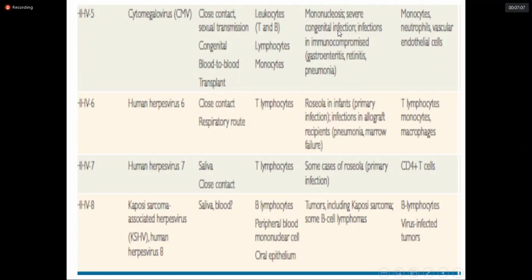If the infection occurs during pregnancy, it will be very severe. Infection in immunocompromised patients can cause gastroenteritis, retinitis, and pneumonia. Retinitis in HIV can lead to blindness. Latency in monocytes, neutrophils, vascular endothelial cells. That is why it is important during transplantation and can be transmitted with the transplanted organs.